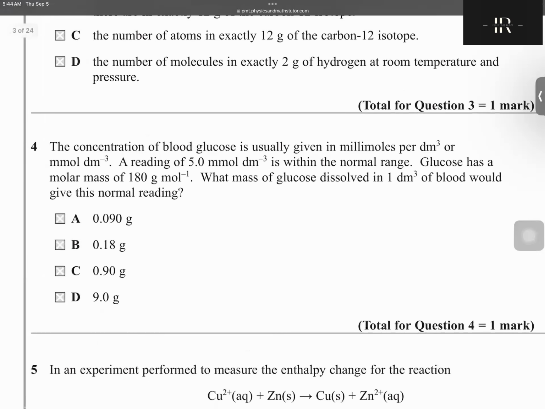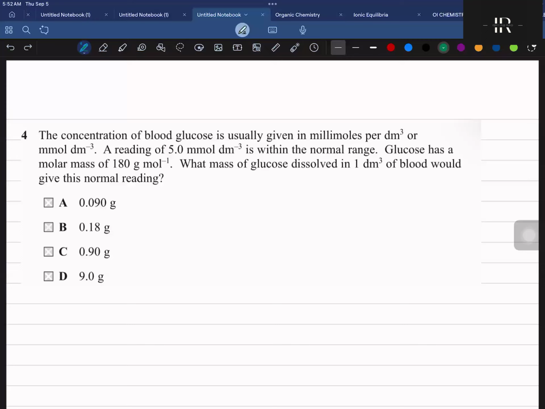See this question. Question number 4. Basically, the concentration of blood glucose is usually given in millimoles per dm cube. What mass of glucose dissolved in 1 dm cube of blood would give this normal reading? So this is the concentration, this is the volume, and they are asking the mass. They are asking the mass, okay, right?